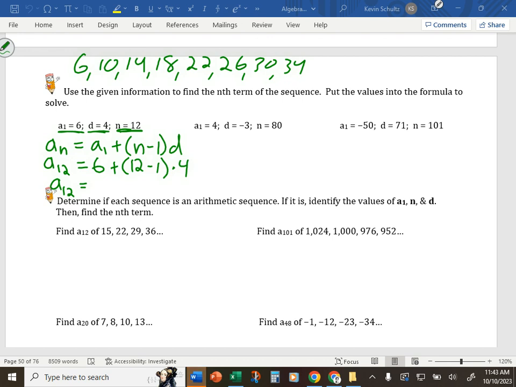Landon. 50. Do I have a second? Yep. That is correct. If you didn't get 50, let's talk about it. Anybody? Not get 50?